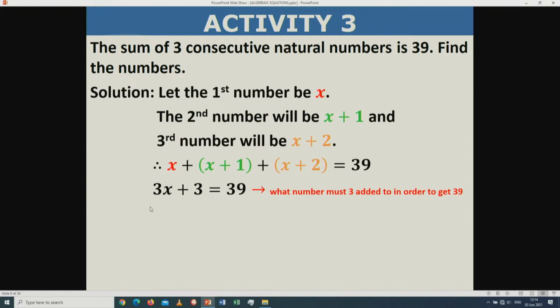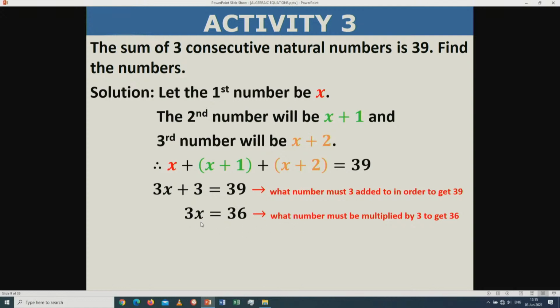Right. So that number, if we check, it must be 36. It must be 36, because 36 plus 3 will give us 39. So let's have a look at that. Yes, the answer is 36. So in other words, the number that we need to add 3 to in order to have 39 is 36. So now we continue.